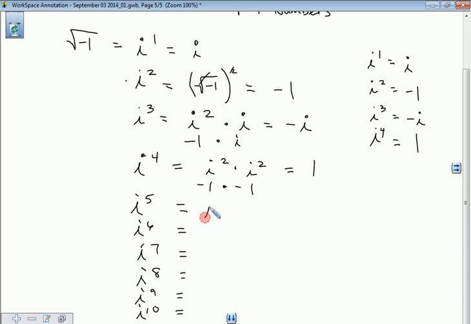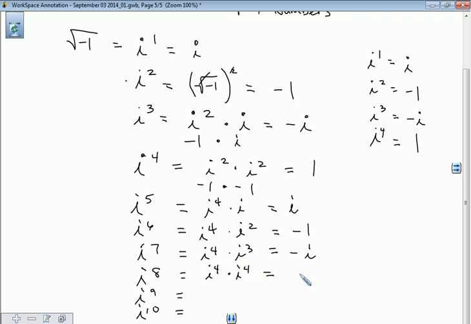Okay, so i to the fifth, did y'all rewrite that as i to the fourth times i? Which is 1 times i, or i. Did anybody do i to the fourth times i squared? So 1 times negative 1 is negative 1. i to the fourth times i to the third, so it's 1 times negative i, which is negative i. i to the fourth times i to the fourth, 1 times 1 is 1.